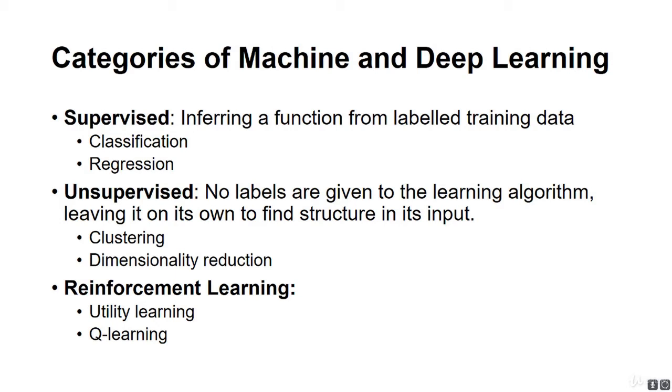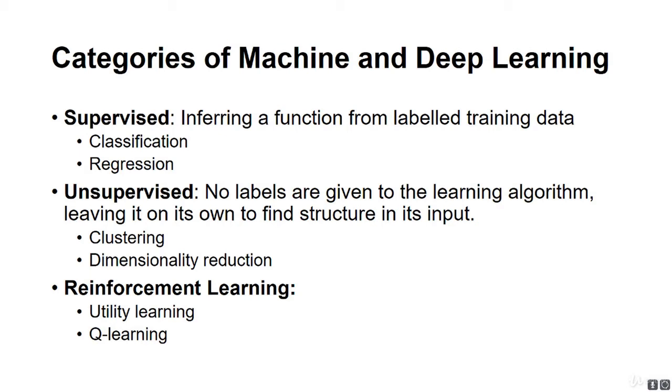Now, in unsupervised learning, no labels are given to the learning algorithm. You leave it on its own to find structure from the data that is provided, basically from the input provided. There are two different categories here. They are clustering as well as dimensionality reduction.